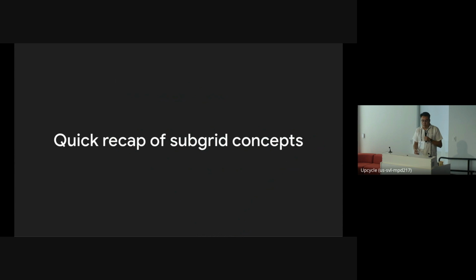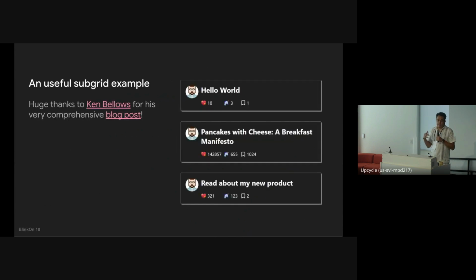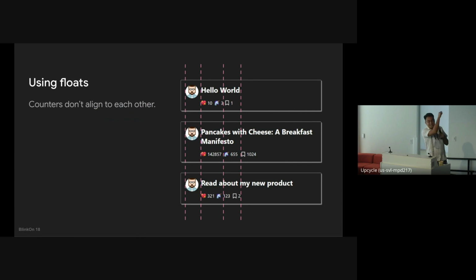We'll start by going over some concepts that will help us understand why Subgrid is so important. Let's take my favorite example, with a big shout out to Cambelos and his amazing blog post that I reference all the time for Subgrid. Let's say that we want to display a set of article cards, each one with a couple of counters. In the image here, we have a like counter, a unicorn counter, and a bookmark counter. The important bit of this example is that we want those counters to be aligned to each other, like the grid lines represent here. The pink line, sorry.